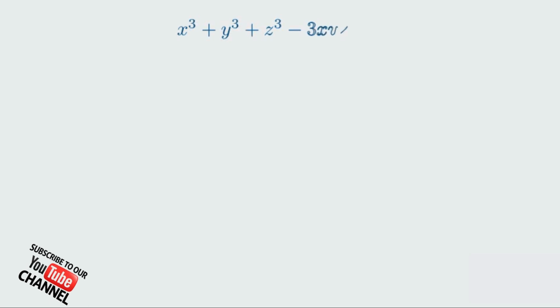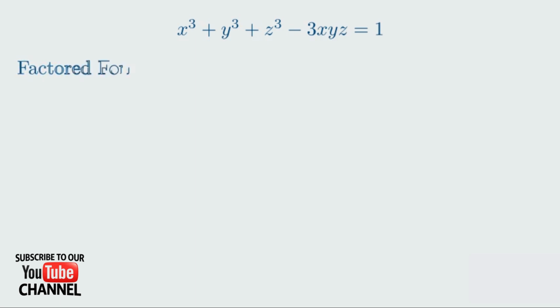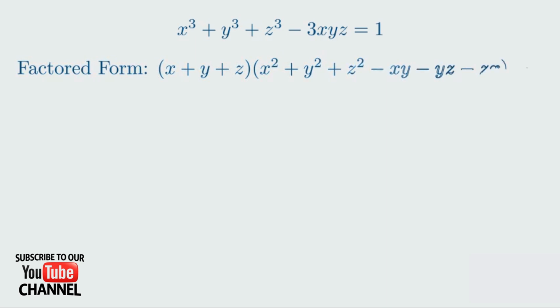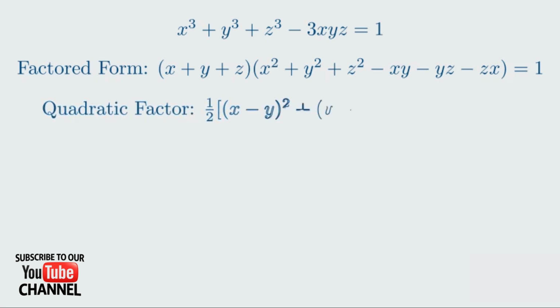Let's summarize what we've discovered. We started with the equation x cubed plus y cubed plus z cubed minus 3xyz equals 1. Our first key step was to use the identity for the sum of three cubes to factor the left-hand side. This identity allowed us to turn a complex cubic equation into a system of two simpler equations. The second crucial step was analyzing the quadratic factor and rewriting it as a sum of squares. This form, 1/2 times the sum of squares, proved that the factor must be non-negative. This was essential for eliminating one of our two cases.